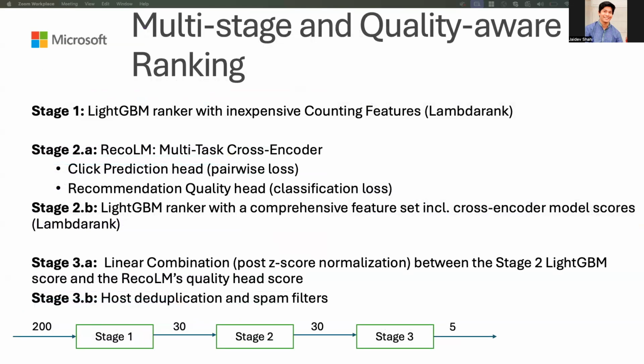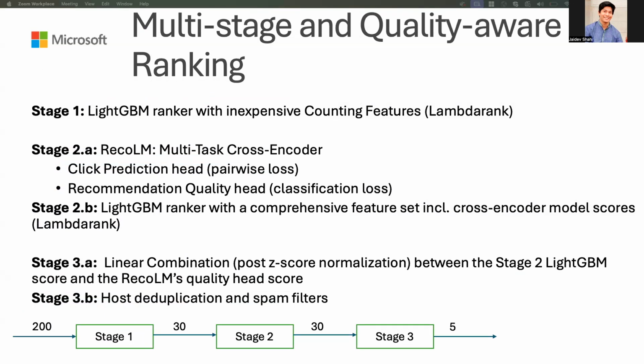So here is the three-stage ranking layer. Stage one is a LightGBM ranker that has a whole bunch of inexpensive counting features. Counting features are essentially click and impression counts at different time windows and aggregation layers, which I'll talk about in one of the next slides.